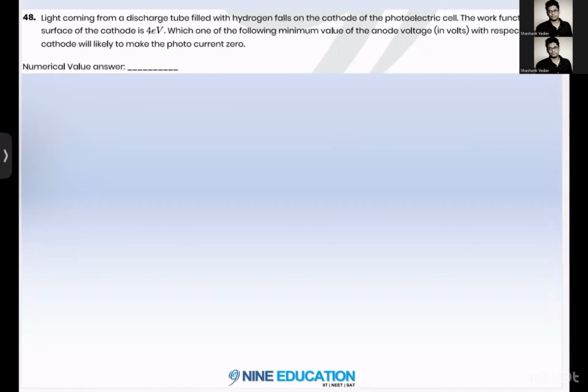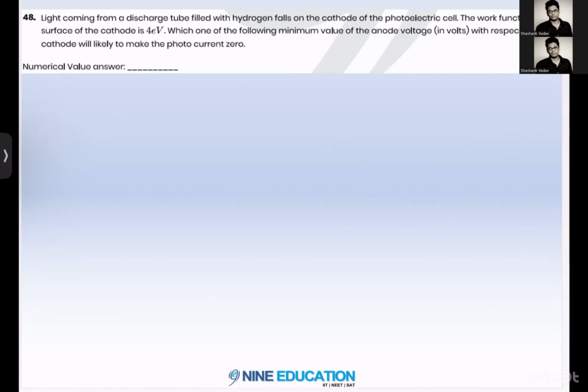So in this question, light coming from a discharge tube filled with hydrogen falls on the cathode of a photoelectric cell. So it is given hydrogen. That means there is a limit to the maximum energy that this hydrogen can give to the photoelectric cell. And the next part is the work function of the surface is given as 4 electron volts. And what is the numerical value of the anode voltage with respect to the cathode that will make the photocurrent 0?